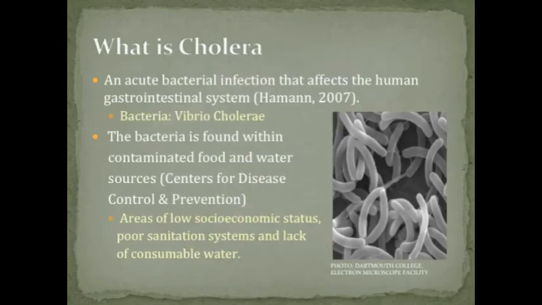What is cholera? Cholera is an acute bacterial infection that affects the human gastrointestinal system. The bacteria is called Vibrio cholerae. The bacteria is found within contaminated food and water sources. Areas of low socioeconomic status, poor sanitation systems, and lack of consumable water are at most risk.